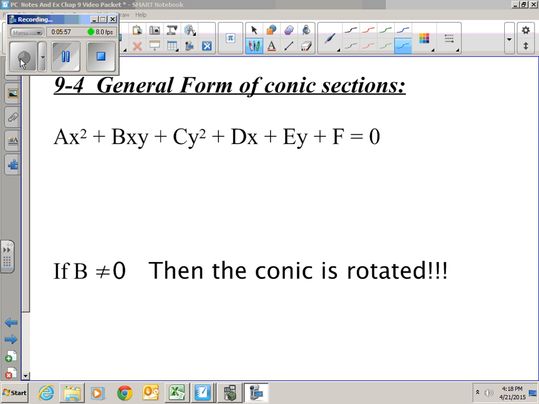Okay, let's talk about conics in general form. Again, not in the HK form, which your book calls standard form. Typically, you see an Ax squared, a Cy squared, a Dx, an Ey, and an F. If you see an xy term, that means that the conic is a rotated conic and it's not horizontal or vertical, it's slanted. So when we have the B term, the xy term, it is a much more complicated conic.